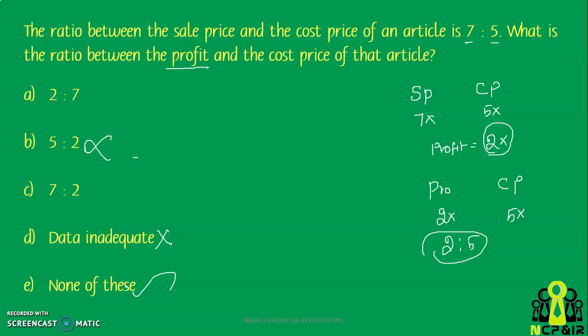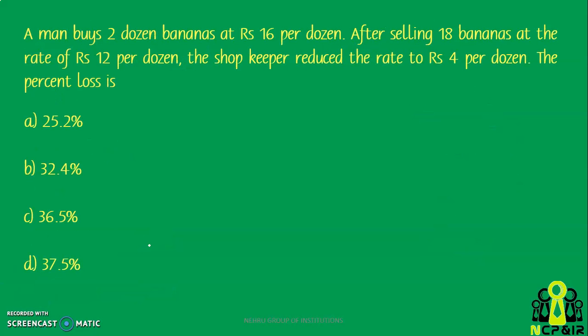You need to be very clear whenever they give you two options like data inadequate and none of these. Here, if you cannot find the answer, then you will choose data inadequate. If you can find the answer, but the choice is not available, then the option will be option E, none of these. Okay, now the next problem.